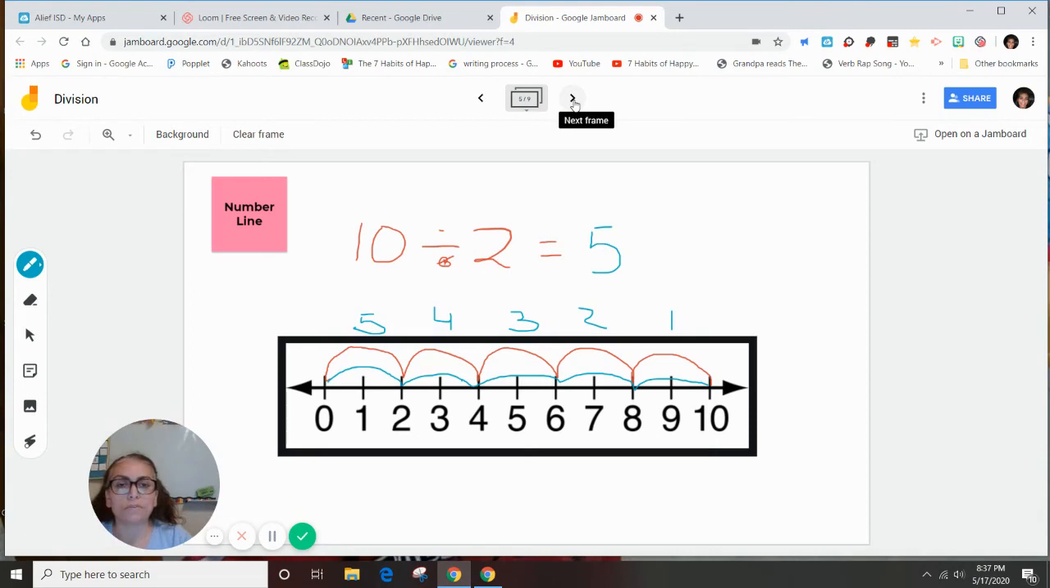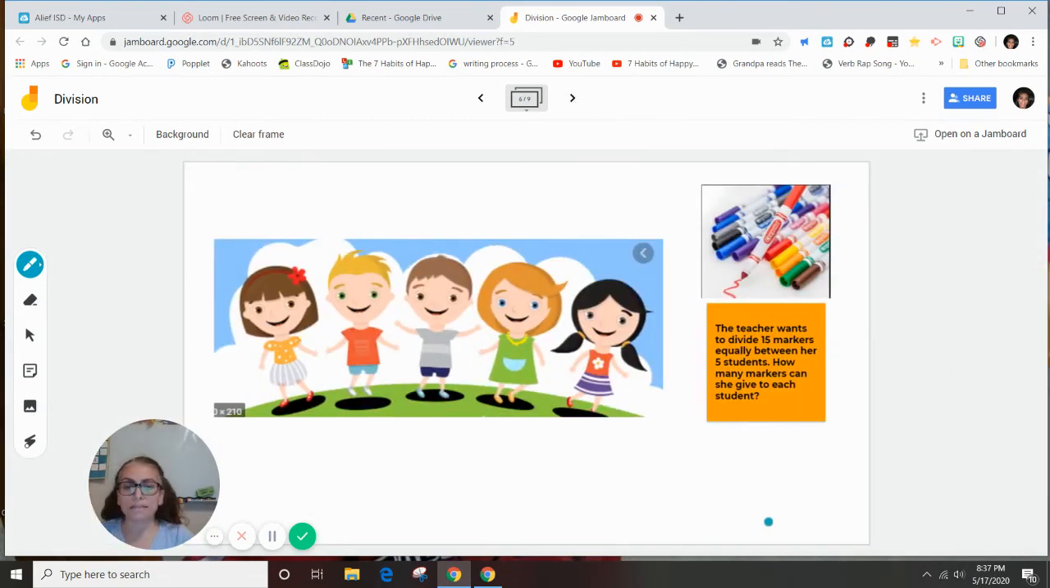Okay, let's answer this problem. The teacher wants to divide 15 markers equally between her 5 students.